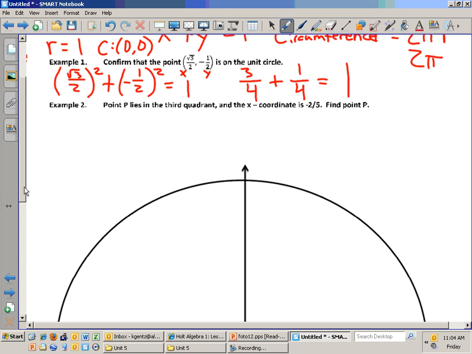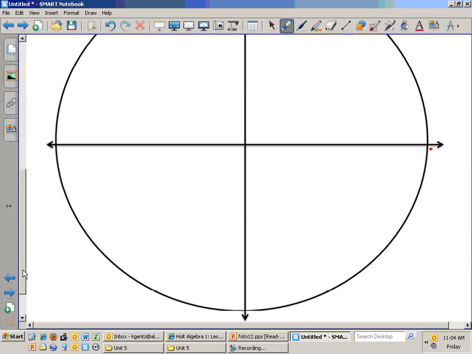Point P lies in the third quadrant, and the x-coordinate is negative 2/5. Find point P. So if I have a point down here, point P, and the x value is negative 2/5, tell me, will the y value be positive or negative? Negative. I'm in the third quadrant. Both x is negative and y is negative in the third quadrant.